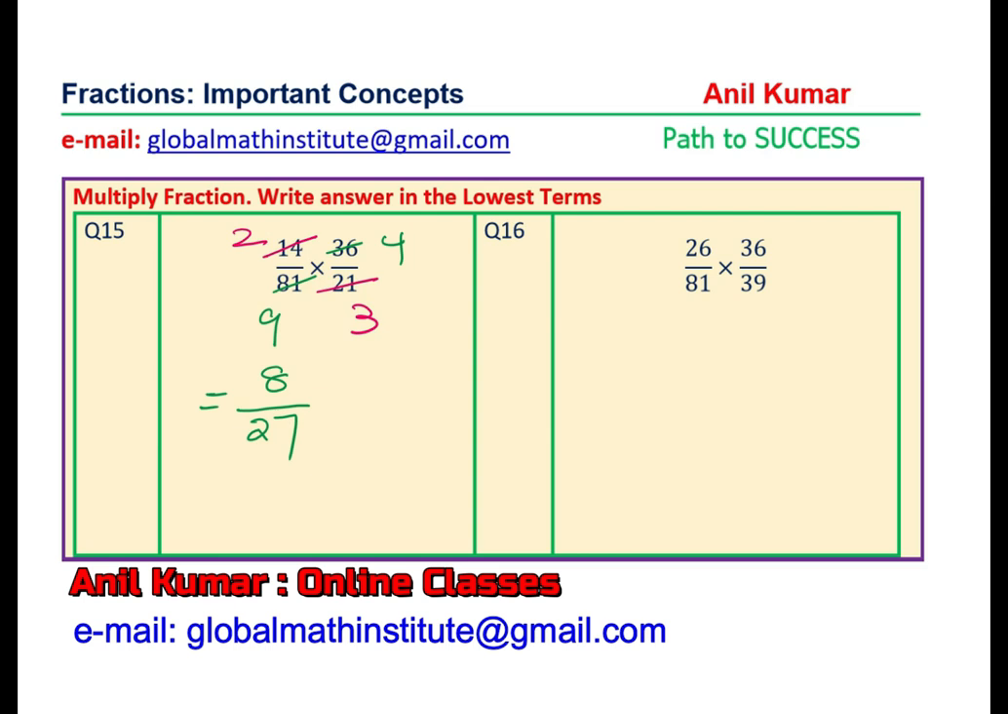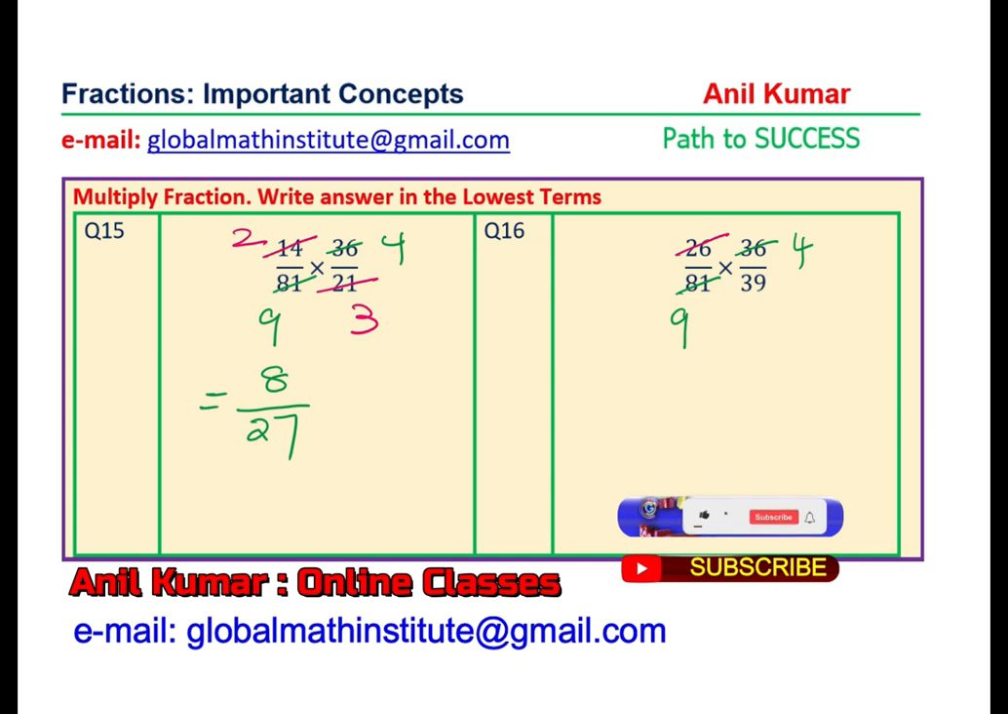Great. 26 over 81 times 36 over 39. Okay. So, we can do 36 and 81, 9 times 4 and 9 times 9. How about 26 and 39? That's tricky. 26 and 39 come in the 13 table. 13 times 2 and 13 times 3, right?